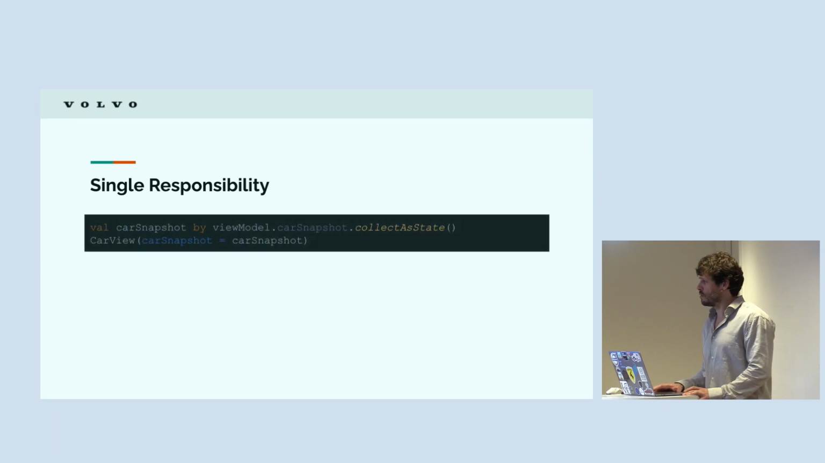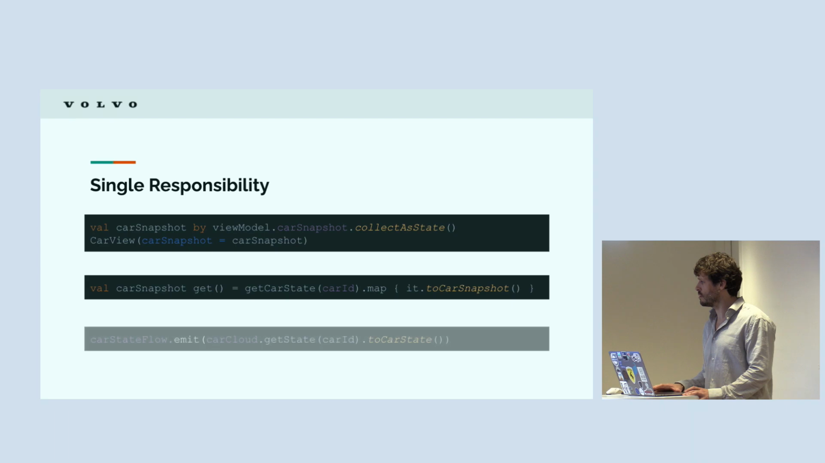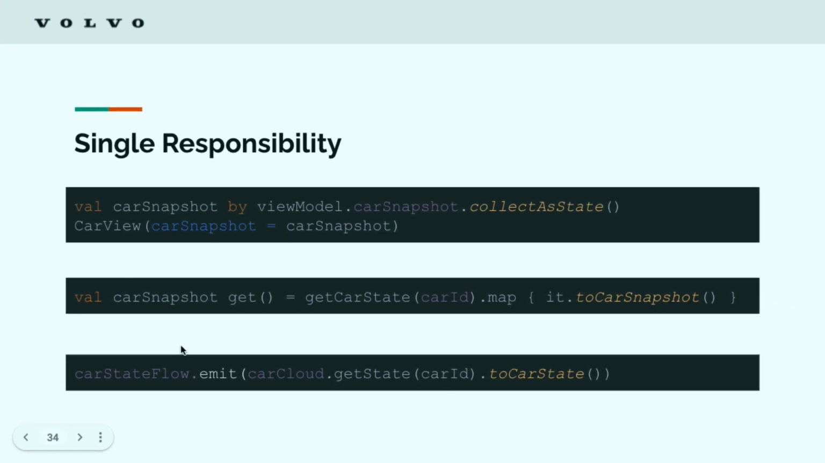So if we go, again, to the original code base, we have our UI. Its responsibility is to grab the car snapshot and present it to the UI. The view model's responsibility is to build a car snapshot from a car state. And the repository will be publishing or emitting the car states that it builds from the cloud. One responsibility on each.